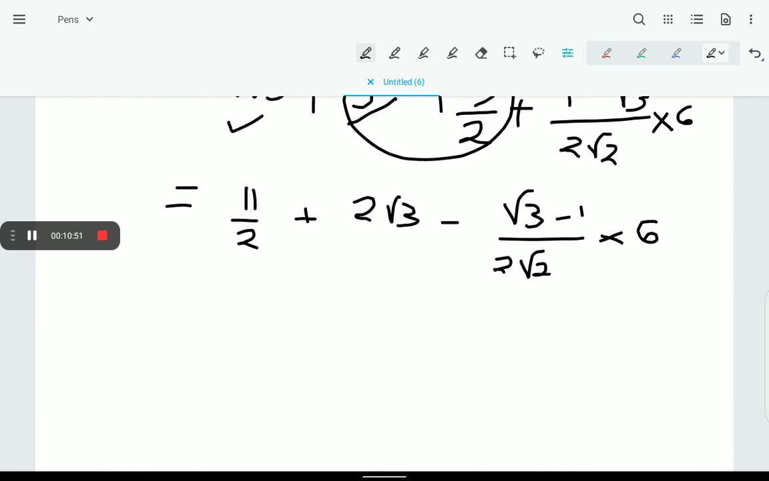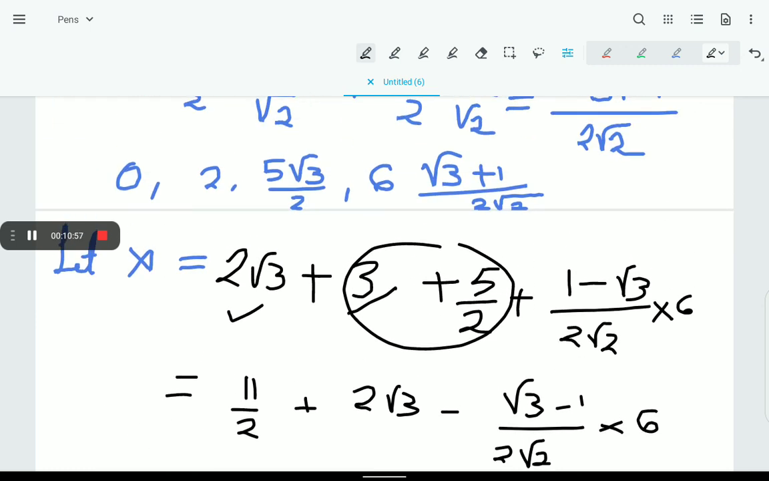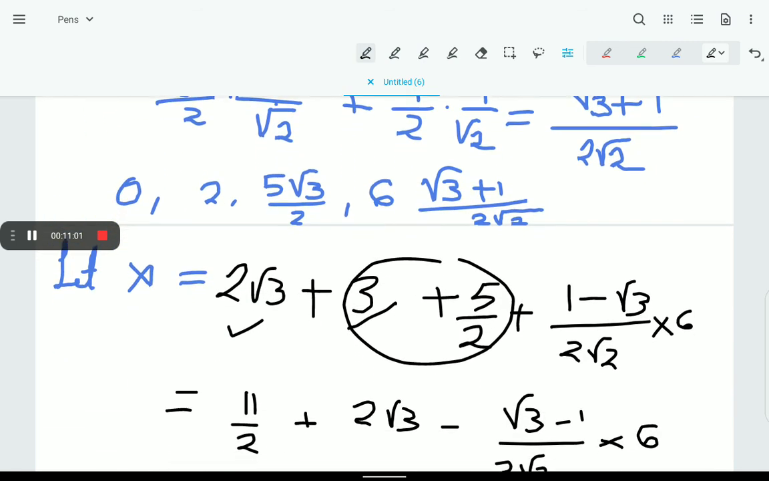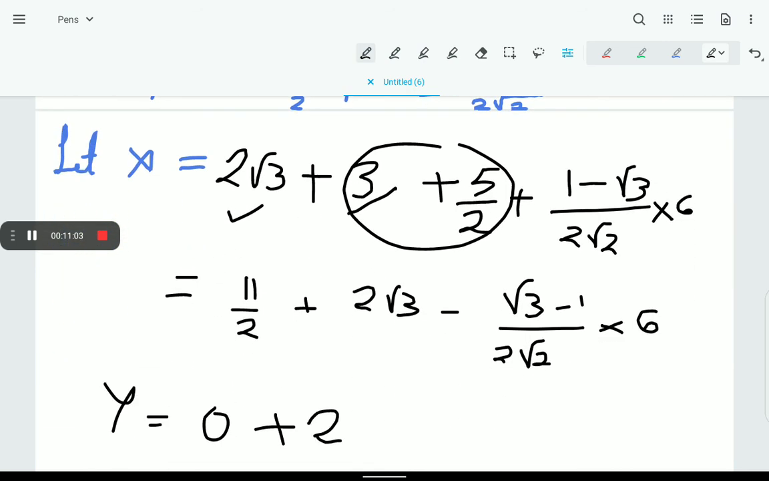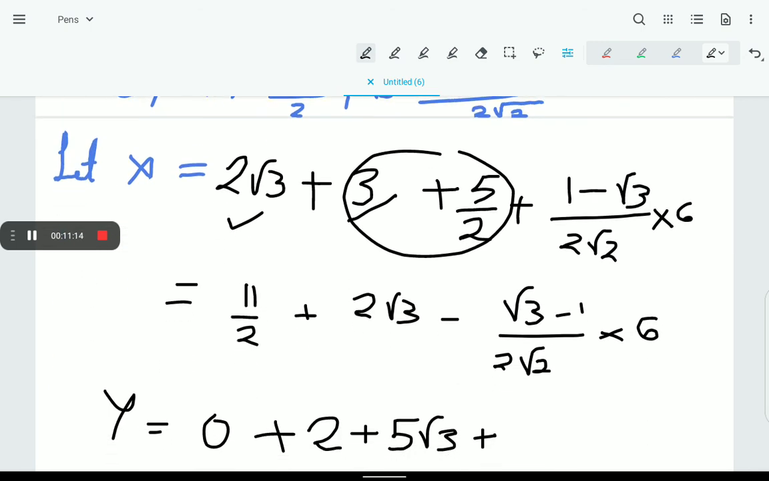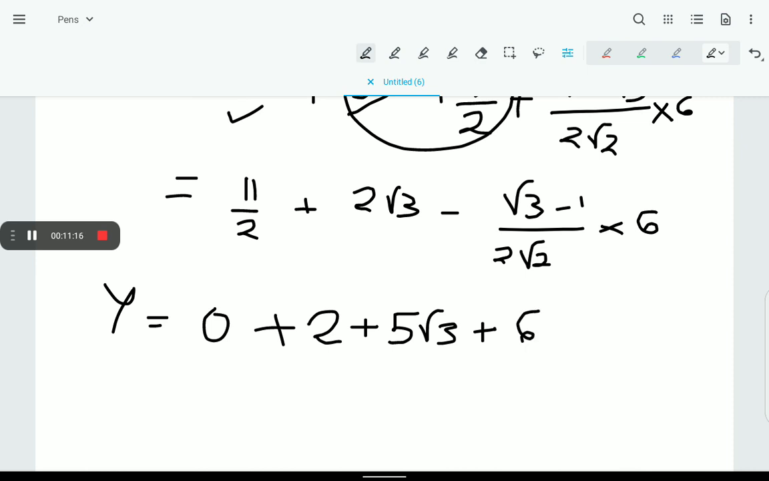And similarly, Y equal to sum of y components. First one is 0, second one is 2, third one is 5 root 3 by 2, and the fourth one is 6 into root 3 plus 1 divided by 2 root 2.